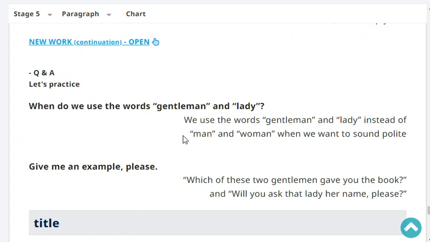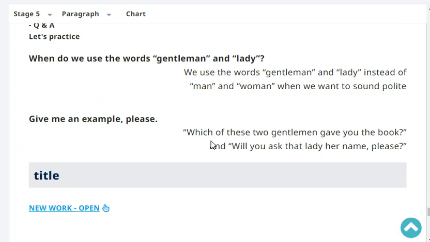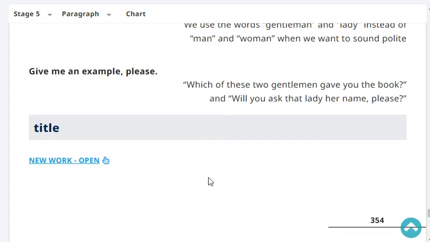When do we use the words gentleman and lady? We use the words gentleman and lady instead of man and woman when we want to sound polite. Give me an example, please. Which of these two gentlemen gave you the book? And will you ask that lady her name, please? Very good.